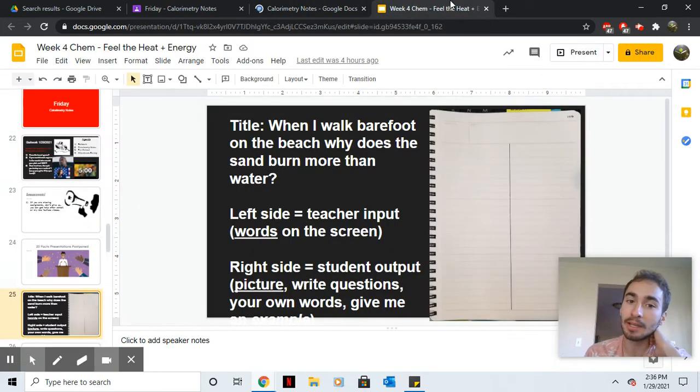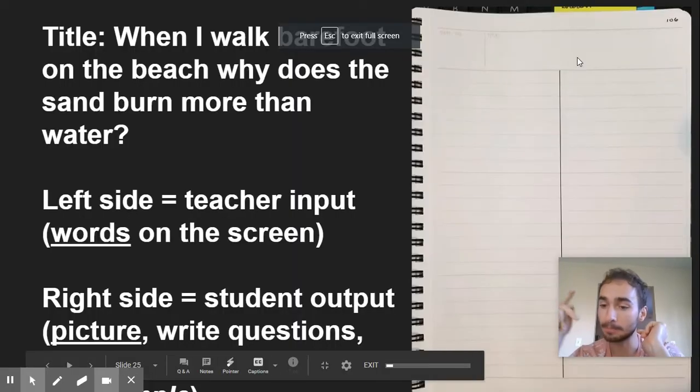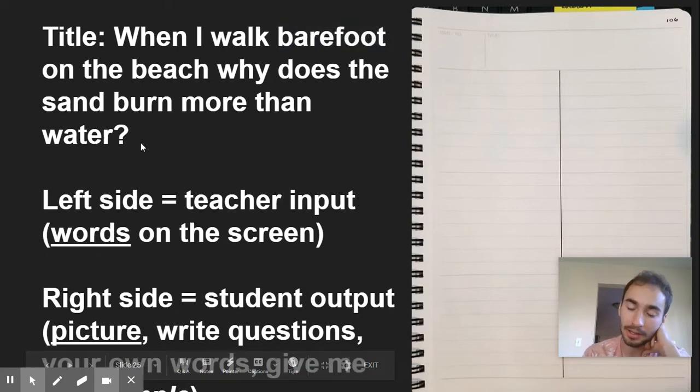What you're going to learn about is when you walk on a beach, why does the sand burn more than the water? So if you've been to like LA, for example, and you're walking on the sand, your feet will be really hot and they won't cool down until you step in the water. Why is that?